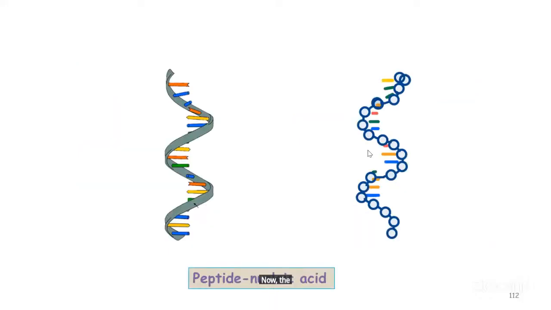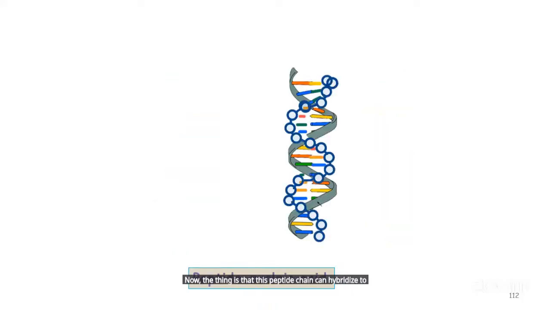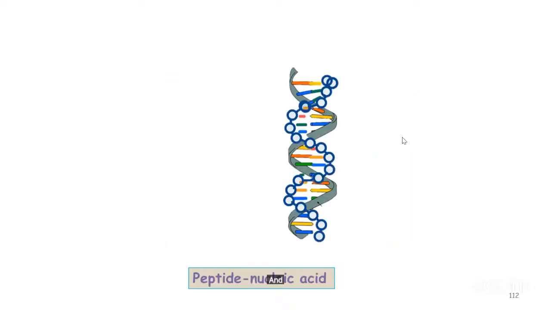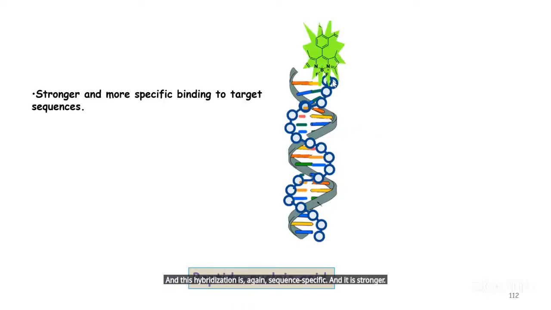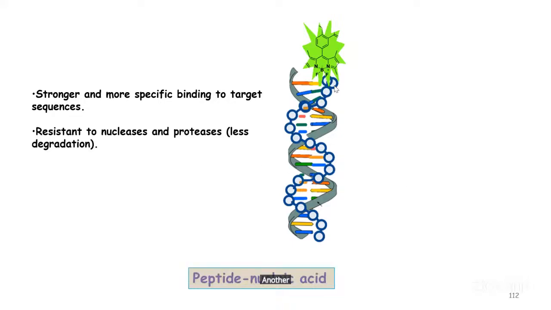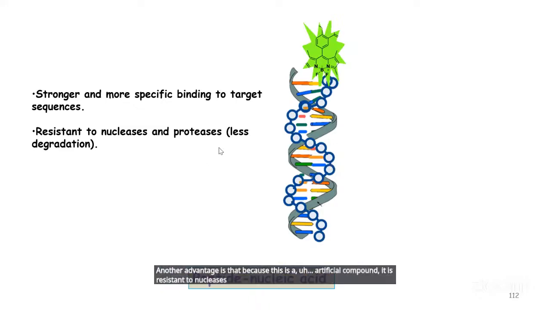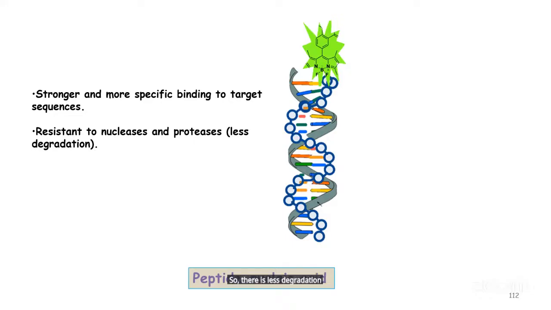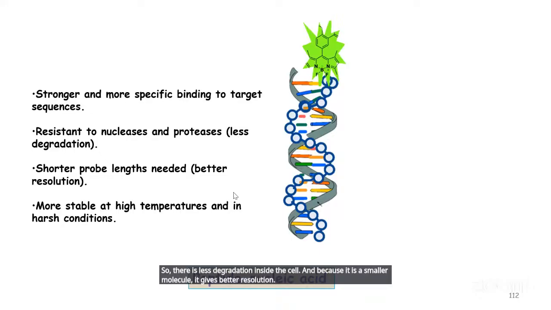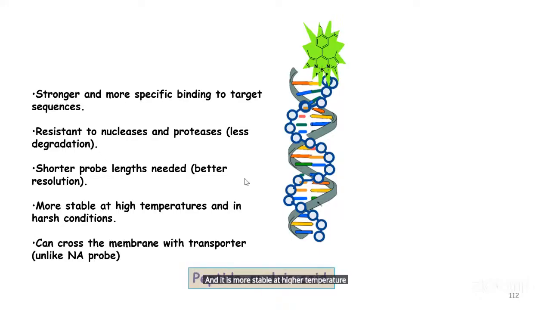Now, this peptide nucleic acid can hybridize to the DNA. And this hybridization is again sequence specific, and it is stronger. We can detect it with the help of a fluorescent molecule, and it binds in a stronger and more specific way than the DNA probe. Another advantage is that because this is an artificial compound, it is resistant to nucleases and proteases. So there is less degradation inside the cell. And because it is a smaller molecule, it gives better resolution. And it is more stable at higher temperature and in harsh conditions.